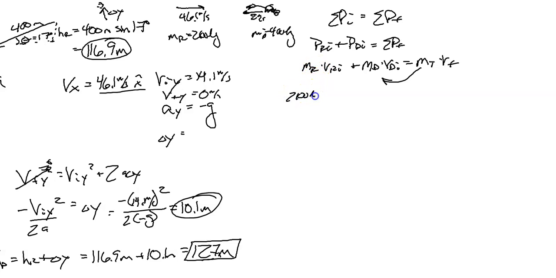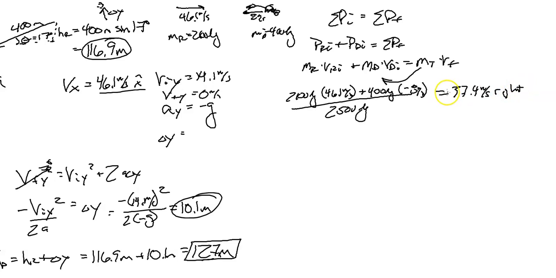It should be 2,100 kilograms times 46.1 meters per second plus 400 kilograms times, and this is the big thing, negative 8 meters per second. Why? Because momentum is a vector and the dragon is moving to the left. And we divide by the total mass, which is 2,100 plus 400, or 2,500 kilograms, for a velocity after the collision of 37.4 meters per second to the right, or positive.